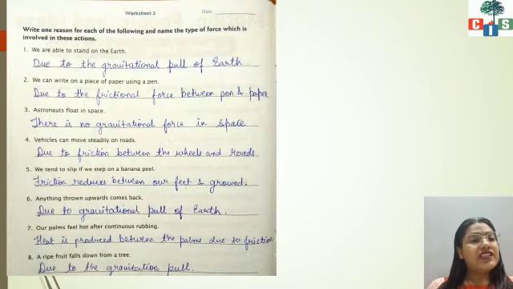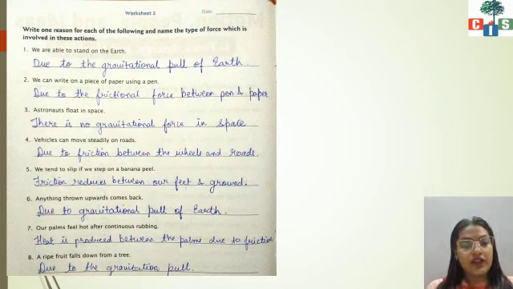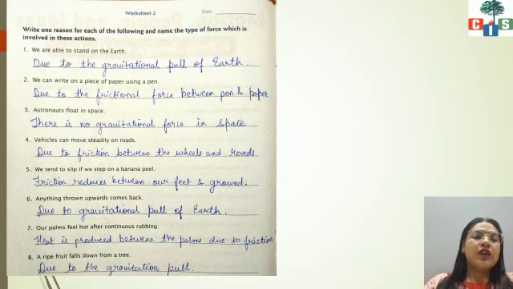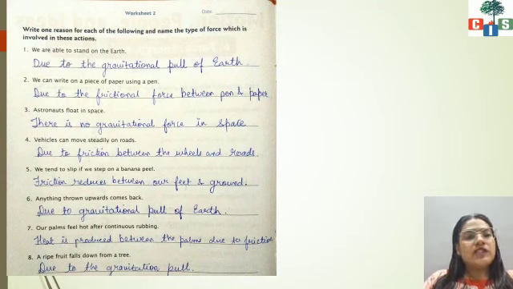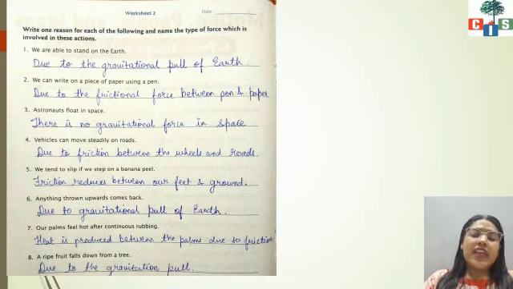Write one reason for each of the following and name the type of force which is involved in the action. Okay, so there is one statement given and we have to write down why this thing is happening. First, we are able to stand on the earth. Why are we able to stand on the earth? Because of the gravitational force.